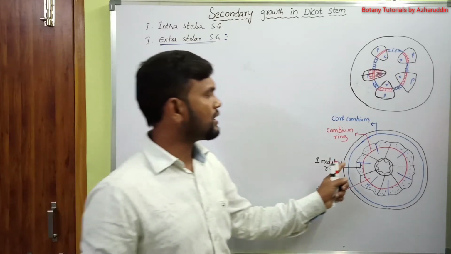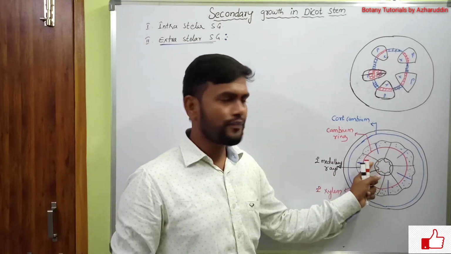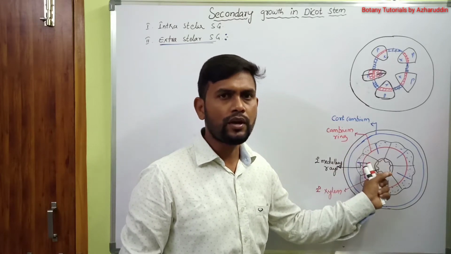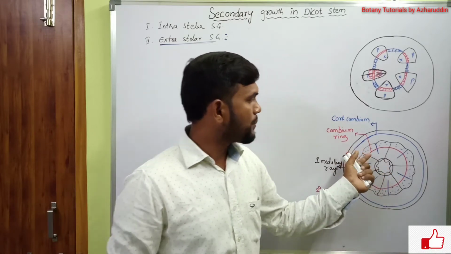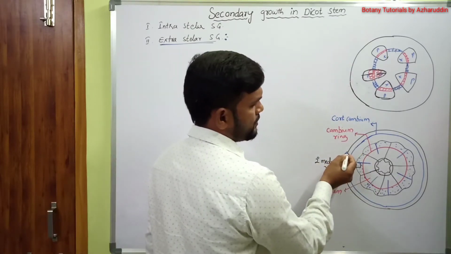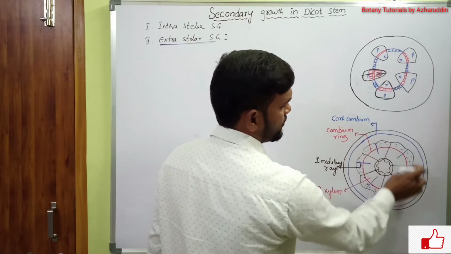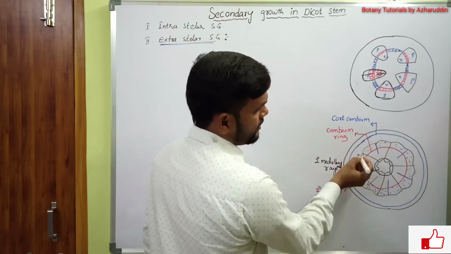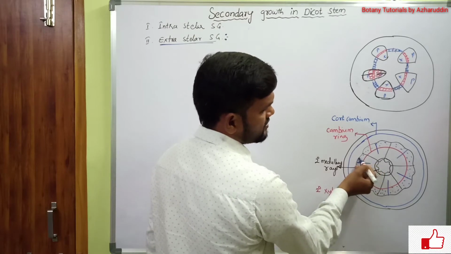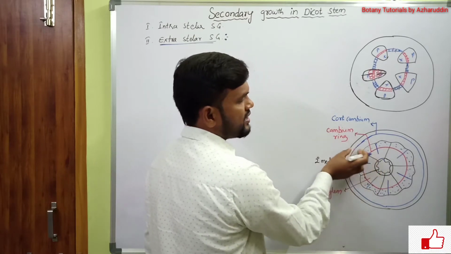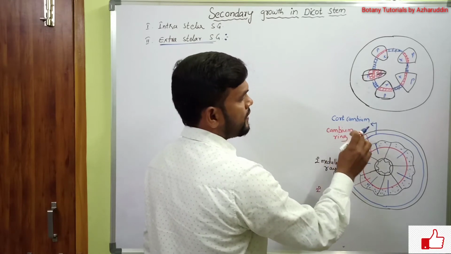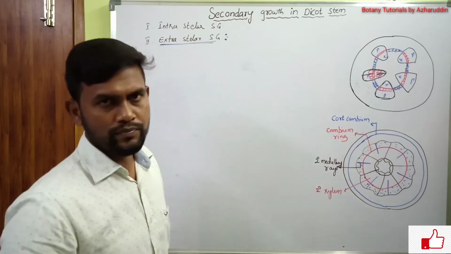As secondary growth occurs in the stele, secondary xylem and secondary phloem are formed. Due to that, pressure is exerted on the epidermis. This is the epidermis and this is the stele. Due to the formation of secondary xylem and secondary phloem, a pressure is created on the epidermis so that the epidermis will be ruptured.